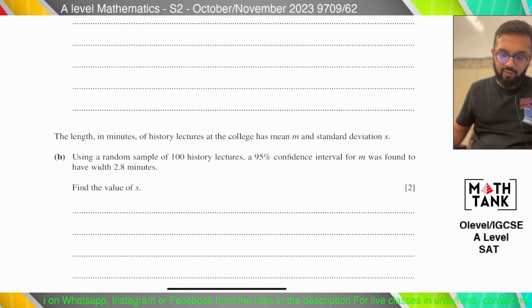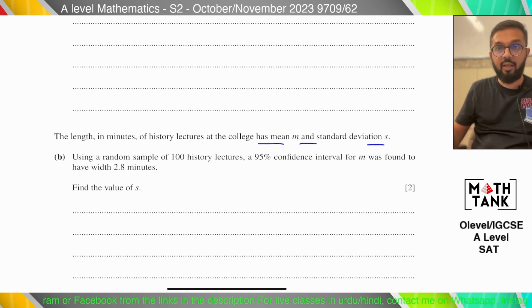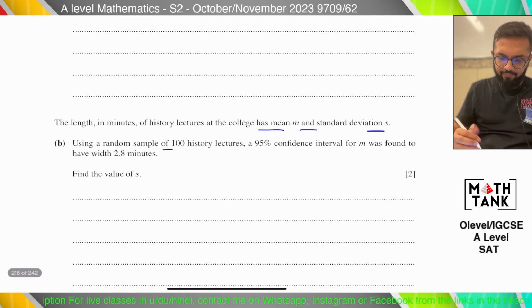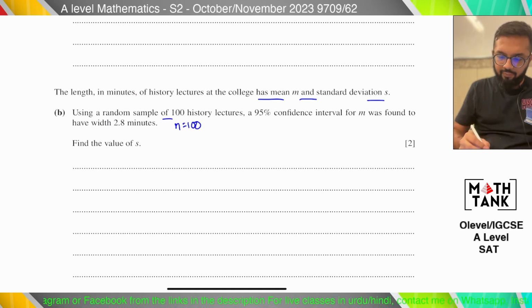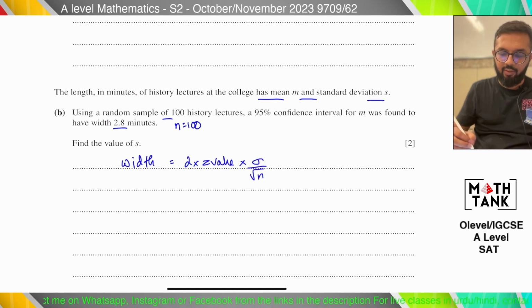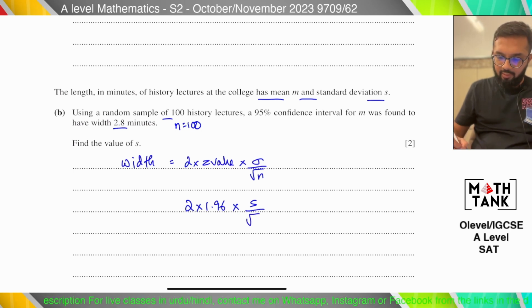It says the length in minutes of history lectures at the college has mean m and standard deviation s, using a random sample of 100 history lectures. Okay, a 95% confidence interval for m was found to have width 2.8 minutes. Find the value of s. So width is basically 2 times z value into sigma over root n. Okay, so 2 times 1.96 into s over root 100 is found to be 2.8 minutes.